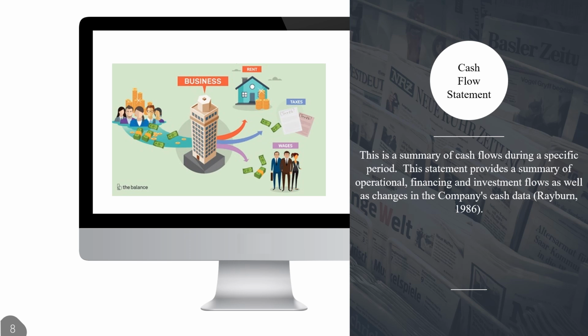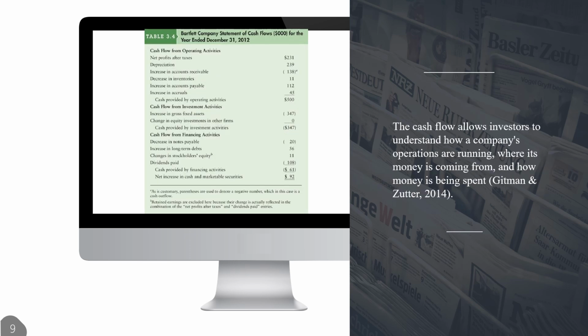Cash flow statement. This is a summary of cash flow during a specific period. This statement provides a summary of operational, financing, and investment flow as well as the change in the company's cash balance. The cash flow statement allows investors to understand how the company's operations are running, where the money is coming from, and how money is being spent.